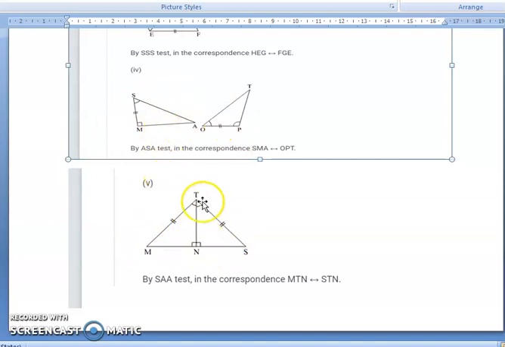So these were the tests by which the two triangles given in the questions are congruent to each other, and we have also seen the correspondence by which the two triangles are congruent. So practice set 13.1 is completed here.